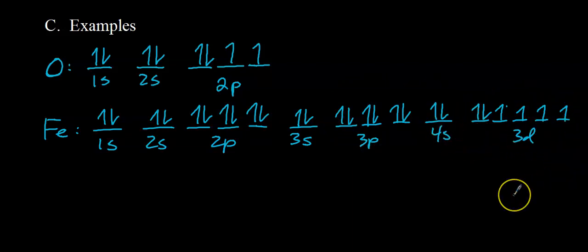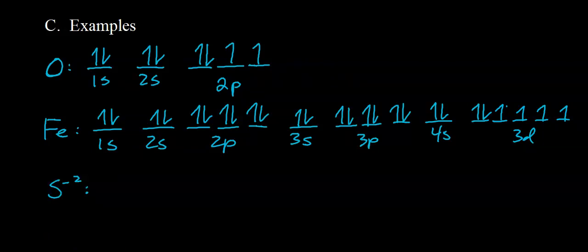Next 3d, so we have 5 different d orbitals. Sorry, I had to kind of squeeze them in there. And 6 electrons for iron total in the 3d sublevel. So I put 1 in each of these orbitals first, and then I added a second electron to the first orbital. So that would be the orbital diagram for iron. Want to try a harder one?